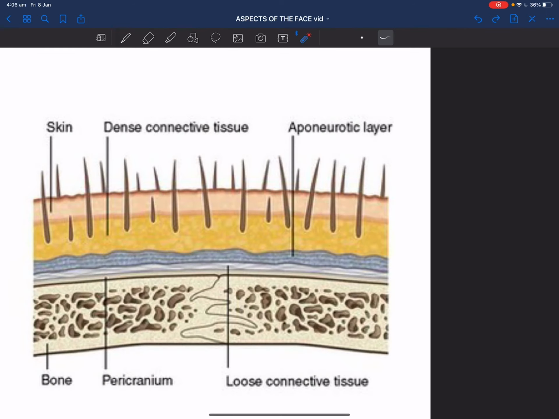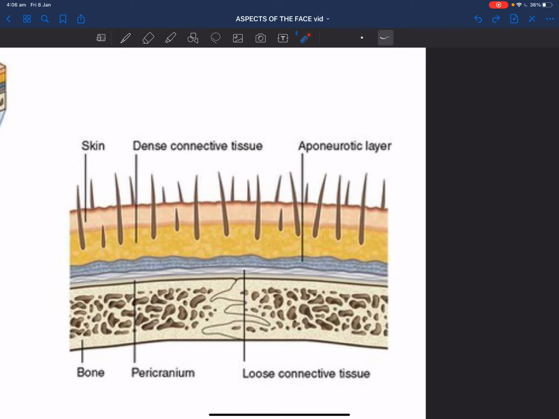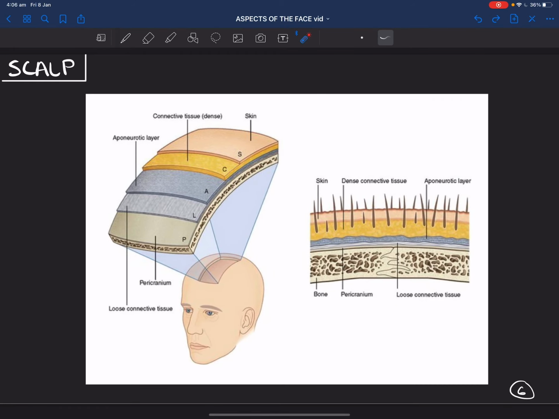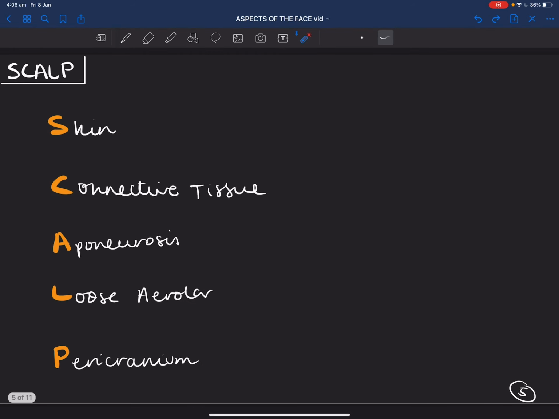So we can see that our thickest layer is the dense connective tissue, and then our next thickest layer is the skin, and as we work our way down we get thinner and thinner, from the aponeurotic layer to the loose connective tissue and then the pericranium. So that's the anatomy of our scalp visually. If we actually think about what this means, the first layer of the scalp, starting from the outside, is our skin.